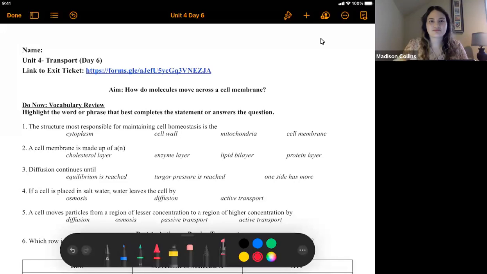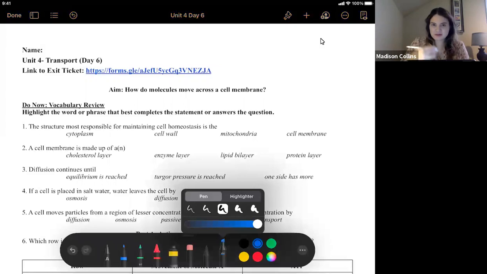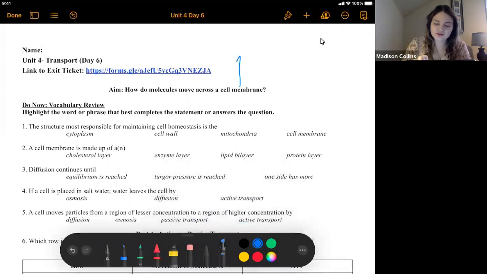Welcome back. We are now on to day 6 of Unit 4. So today's aim is how do molecules move across a cell membrane? So I do want to bring up two broad categories of transport before we get started. How do molecules move across the cell membrane? There are really just two ways. Okay, and the first way is passive transport.